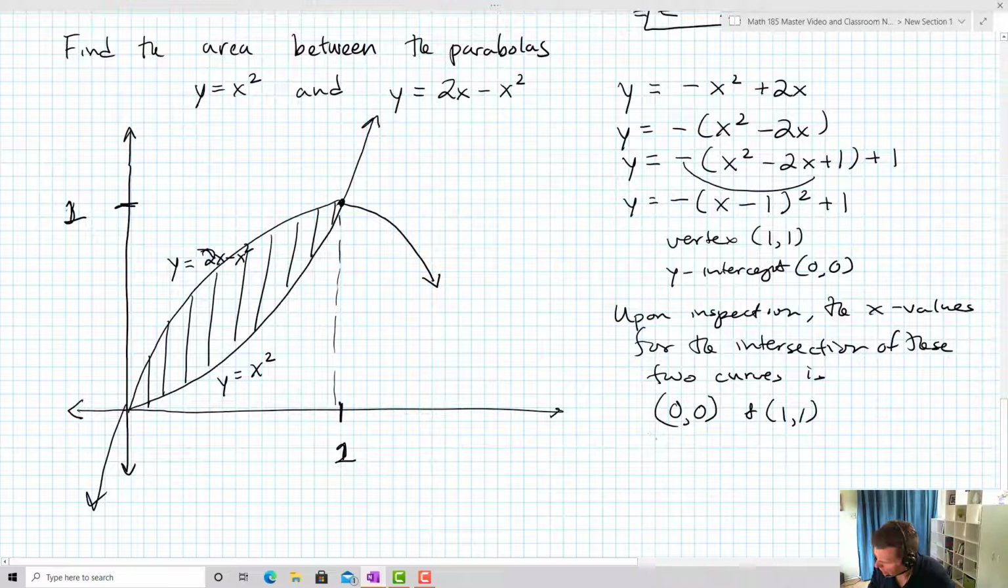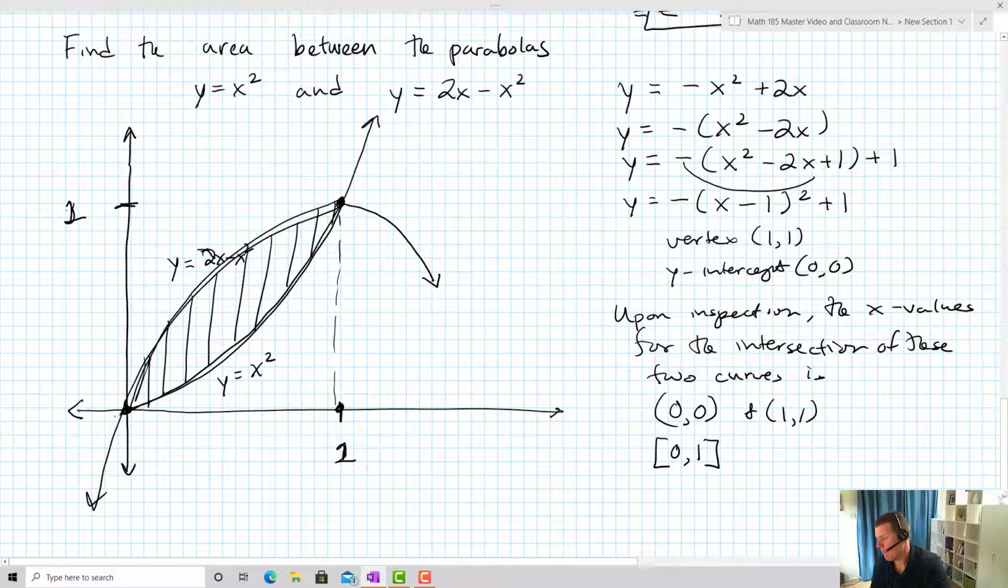So those are the intersections, and their x values now are going to be from 0 to 1. There's my interval. You can see we're going to go from here to here, where the two actually intersect, so that we can then find the area between the two curves. That's the notion. That's the idea.